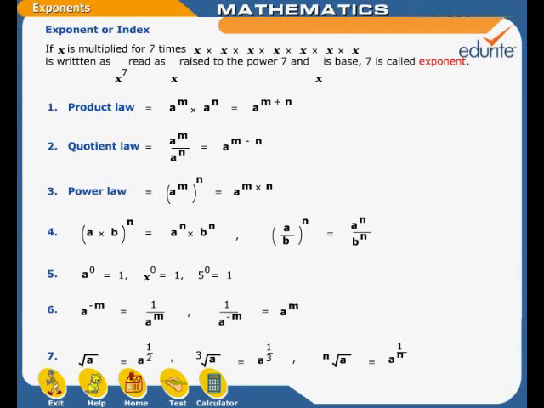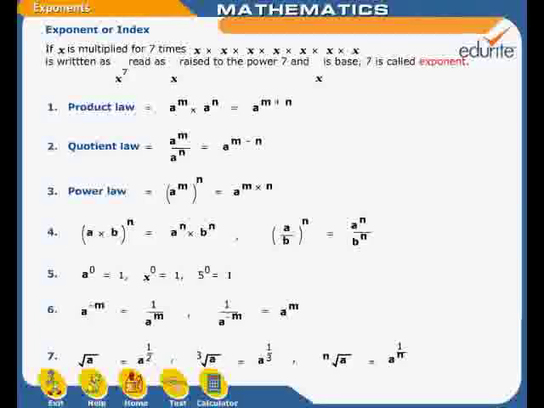Exponents. Exponent or index. If x is multiplied 7 times, x into x into x into x into x into x into x, it is written as x to the power 7, read as x raised to the power 7, and in x to the power 7, x is the base and 7 is called the exponent.